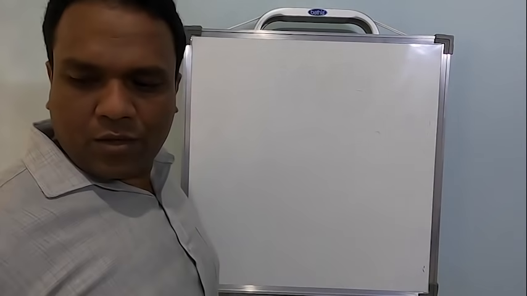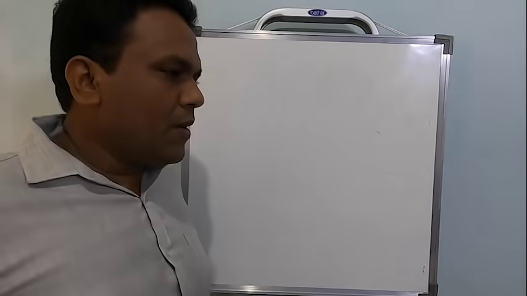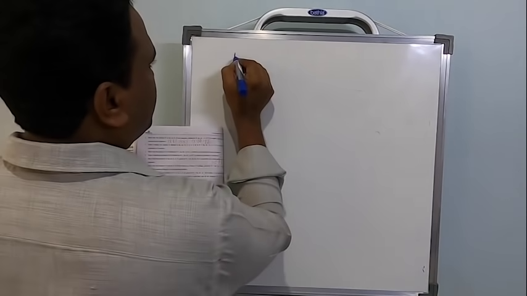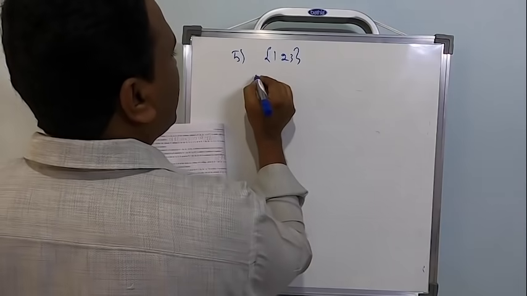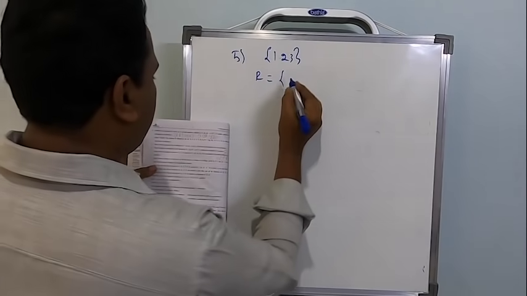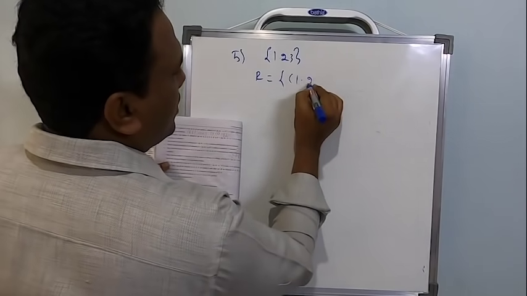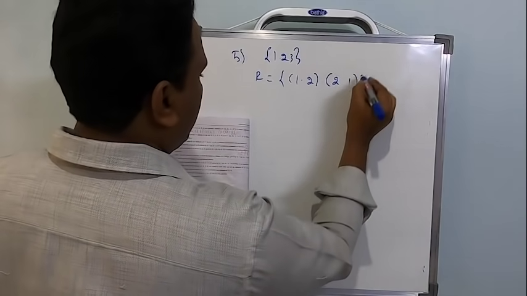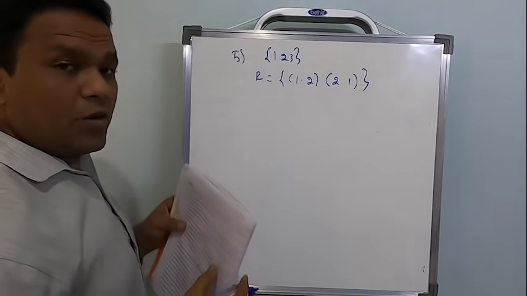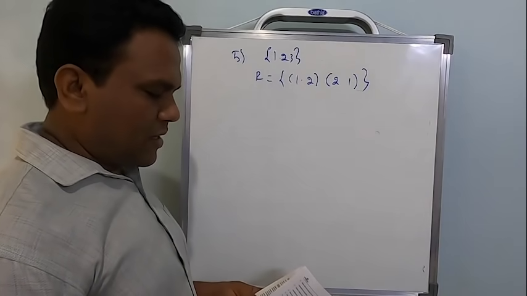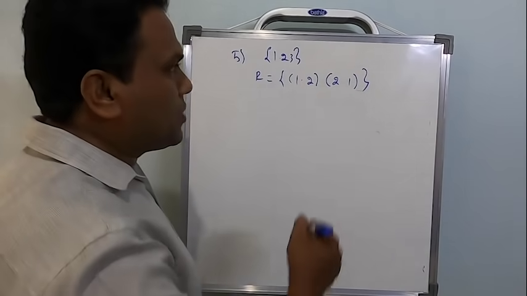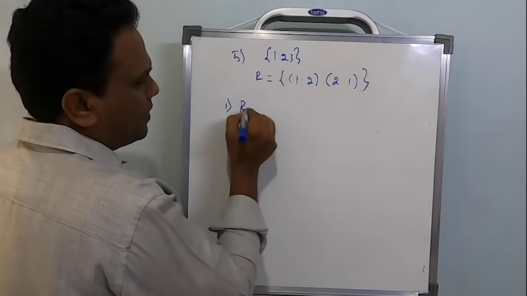Now let's look into the fifth one. In the fifth one, the set is 1, 2, 3. On this, a relation is there. This relation already contains (1, 2) and (2, 1). That's all. So it is a show that problem. Show this relation is symmetric but neither reflexive nor transitive. So we have to check all the three one by one.